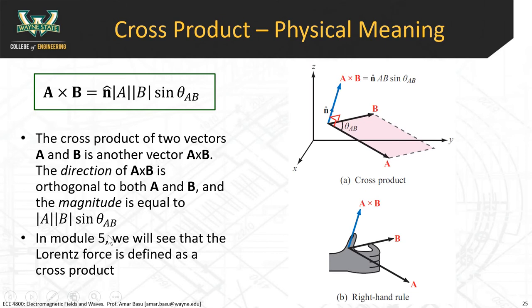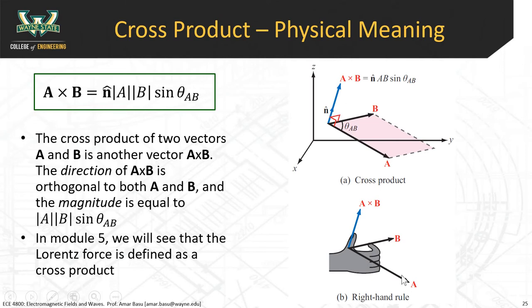What happens if the two vectors are 0 degrees apart? If you take the cross product of two identical vectors, then the angle between them is equal to 0. Sine of 0 is equal to 0. So then the cross product ends up being 0. So those are two special cases to be aware of.